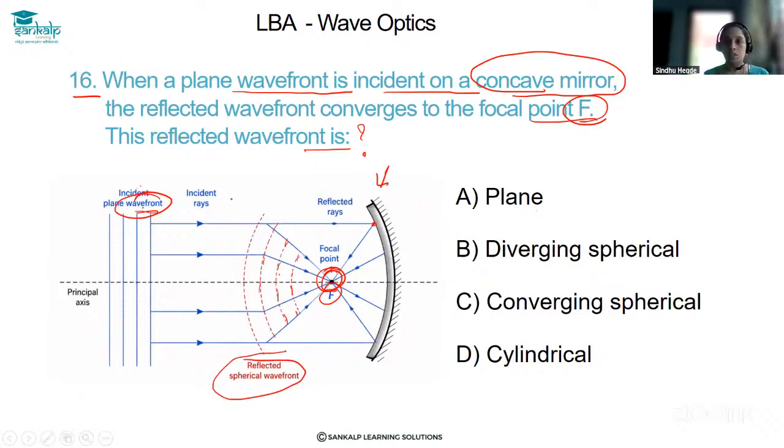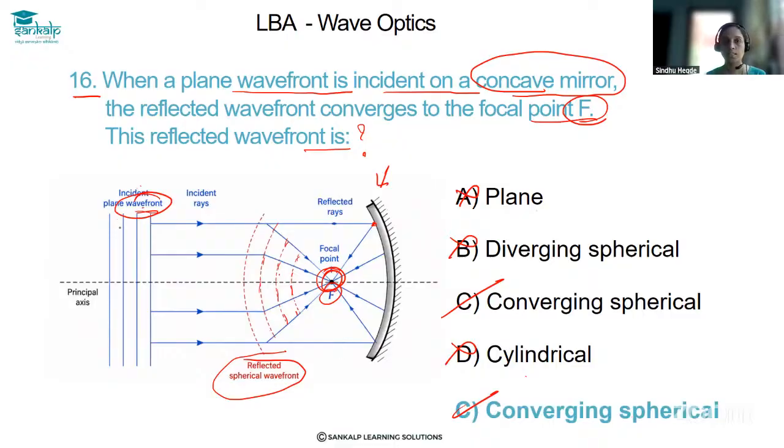So this is not in plane form, and no diverging happens here. Here only converging takes place. So option B is also wrong. Option D, after reflection, the shape is not cylindrical. So option D is also wrong. Here the correct option is option C, converging spherical.